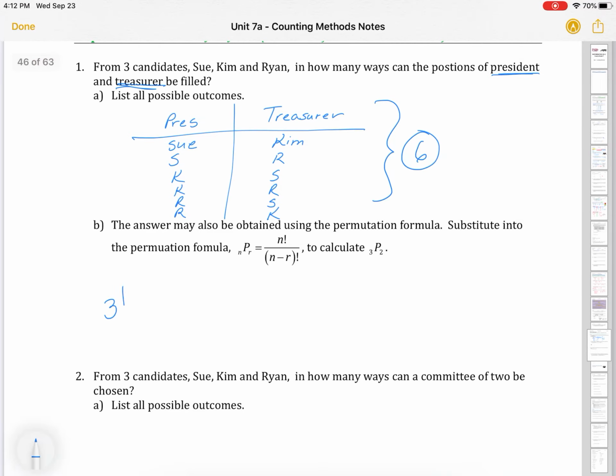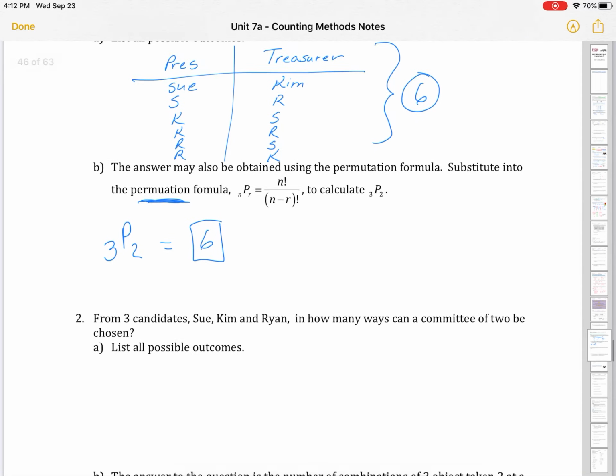Now, we could also use our permutation formula to find that same answer, right? We have 3 people, but we're picking for 2 positions. So that would be 3 pick 2, which when we figure out, we also get 6. So that's if we're using the permutation formula.